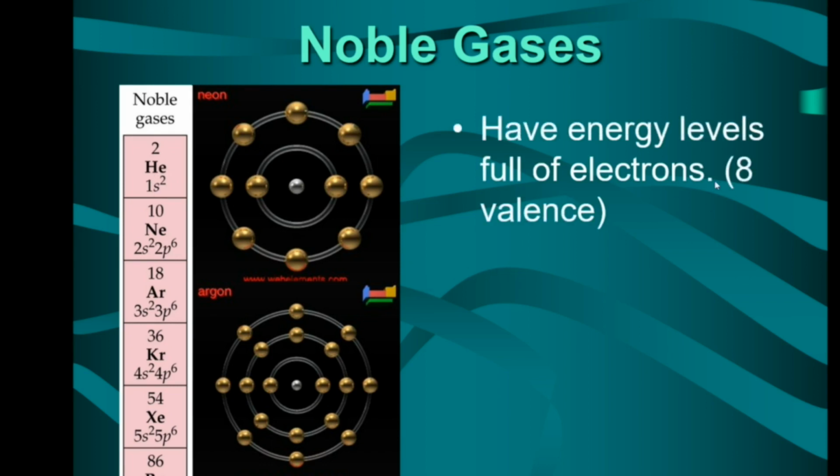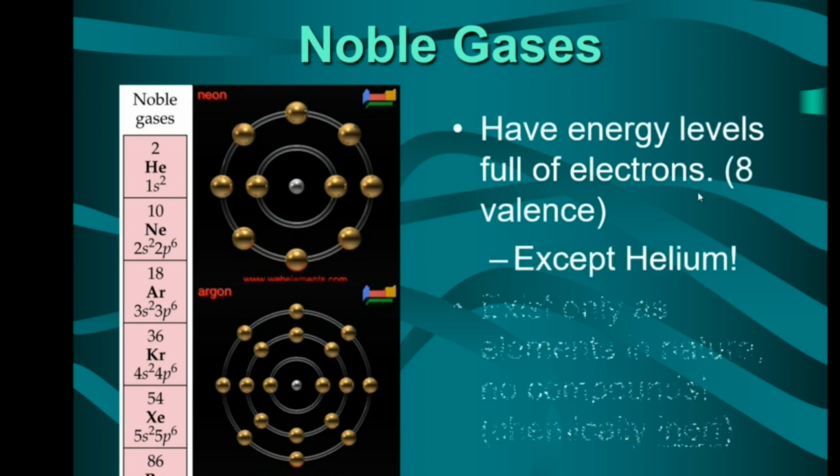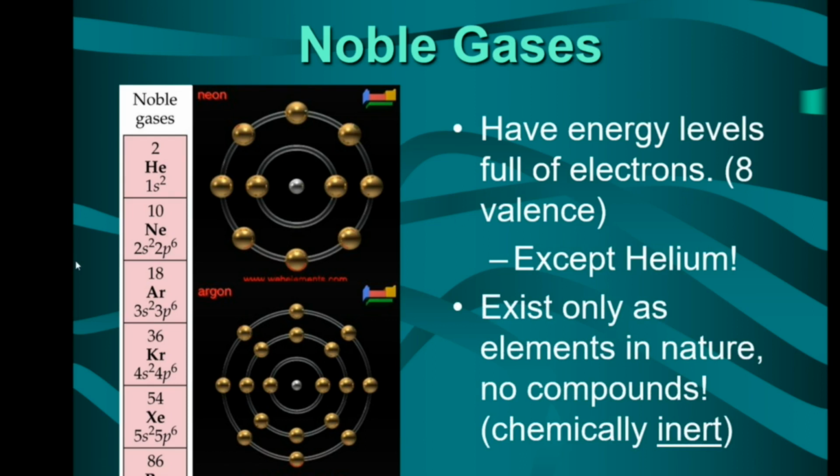They all have energy levels full of electrons except for helium, like I mentioned, and they exist only as elements in nature, no compounds. They are chemically inert. So what does inert mean? It means that it doesn't do any sort of reactions, no reactions whatsoever.